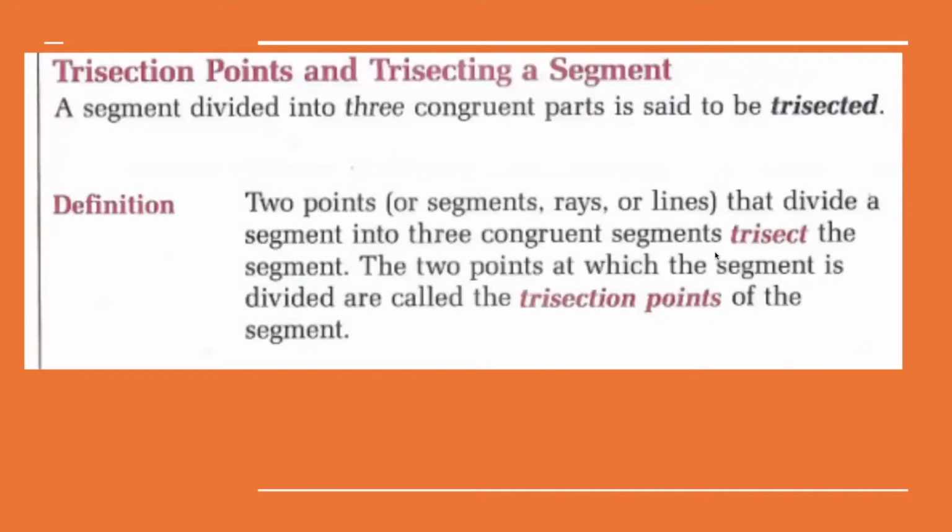Trisection points and trisecting a segment. A segment divided into three congruent parts is said to be trisected. So when it's trisected, it's divided into three parts instead of when it's bisected, which is when it's divided into two parts. The definition of a trisection point is two points, segments, rays, or lines that divide a segment into three congruent segments. Trisect the segment. The two points at which the segment is divided are called the trisection points of the segment.